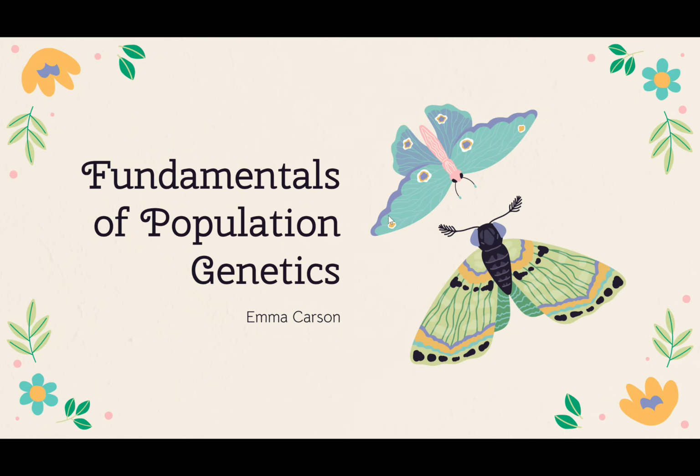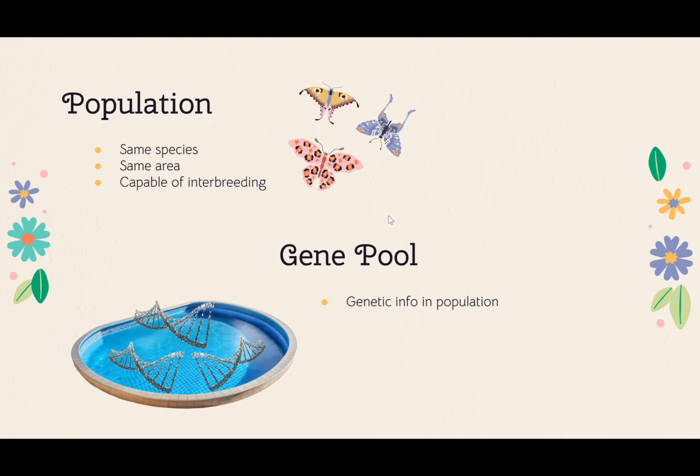This is the fundamentals of population genetics. So a population is a group of individuals of the same species that are in the same geographical area and they're capable of interbreeding. And a gene pool is all of the genetic information in a population.